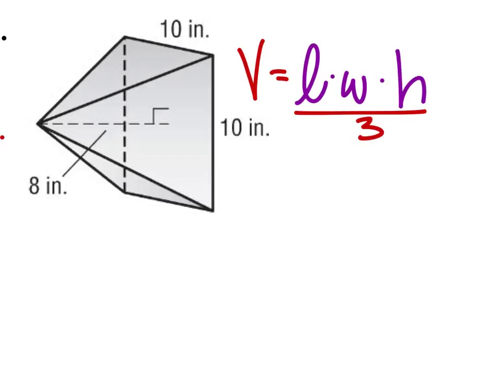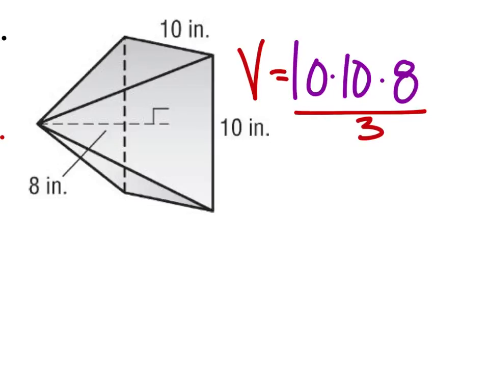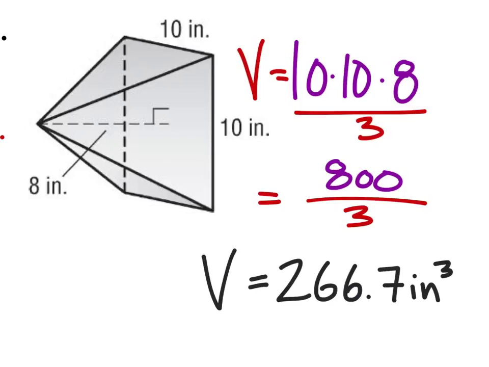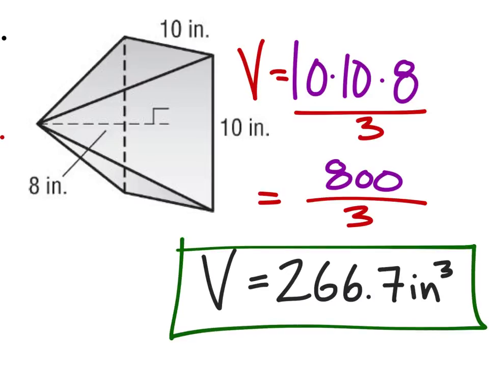So let's go ahead and replace our length, width, and height with the values we have. I've got my length at 10, the width at 10, and the height at 8. So let's simplify that one first, just the numerator. 10 times 10 times 8 would give us 800 divided by 3. So I'm just going to plug that into the calculator and round that to the nearest tenth. And that gives me 266.7 inches cubed, which, again, we need to remember to label in inches cubed.